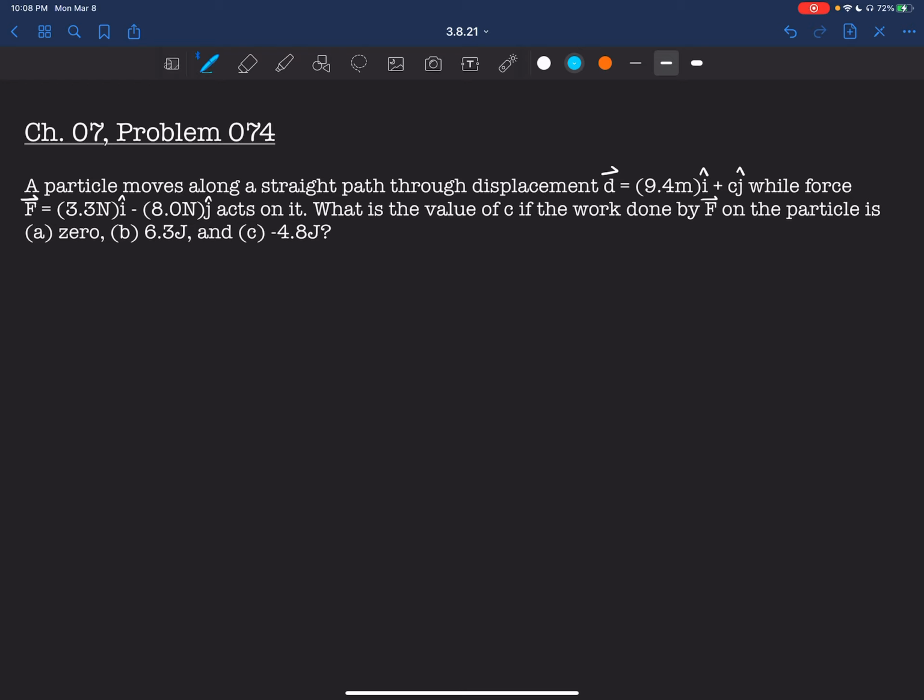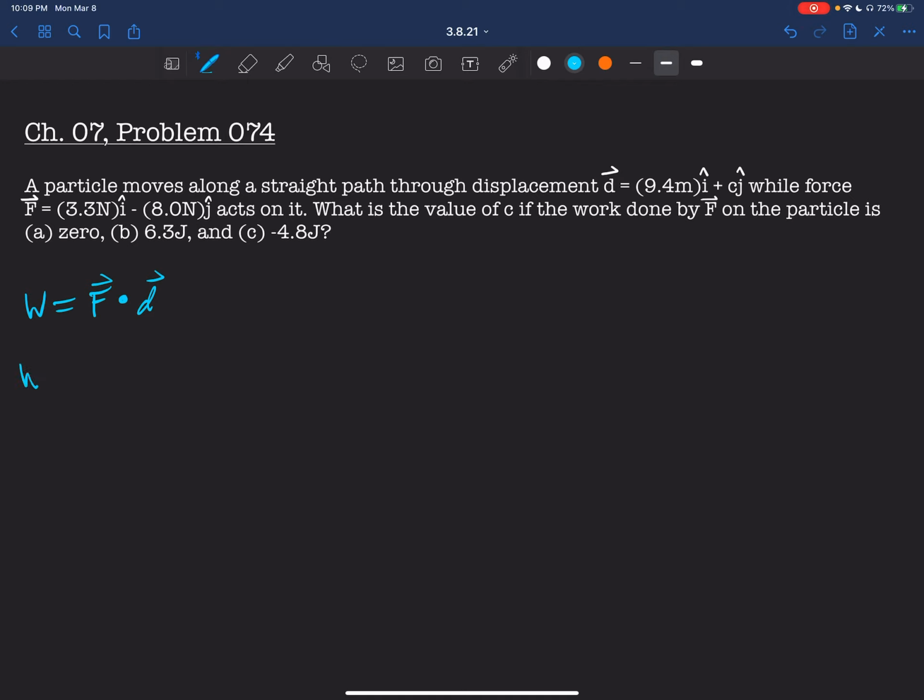So the first thing we're going to do to set this up is remember that work is just given by the force dotted with the displacement. So we have a force vector, we have a displacement vector. We can take the dot product. So I'll write it down here.